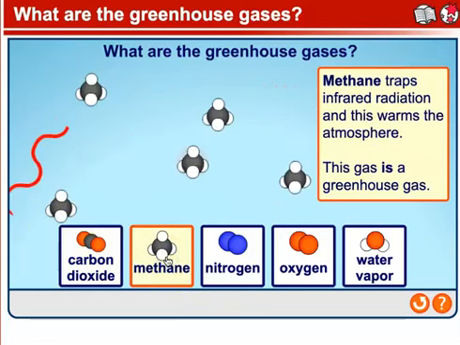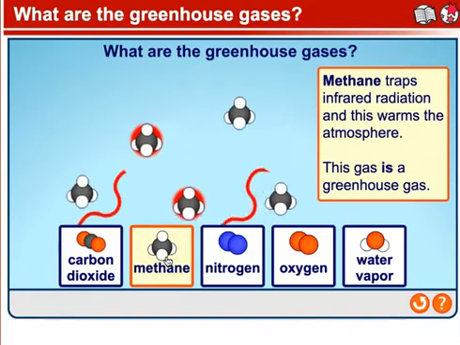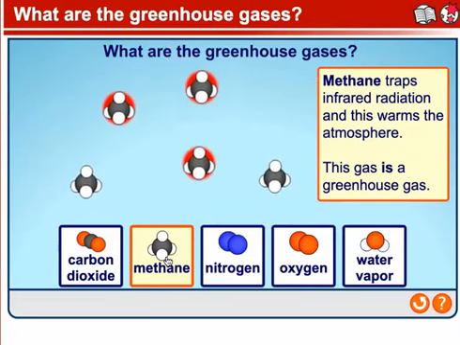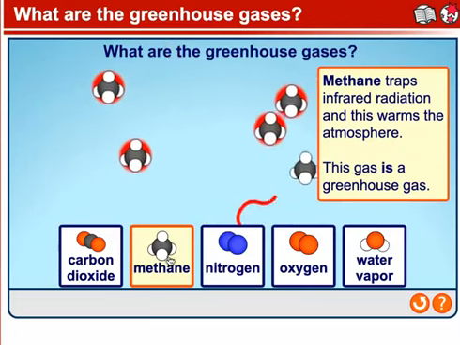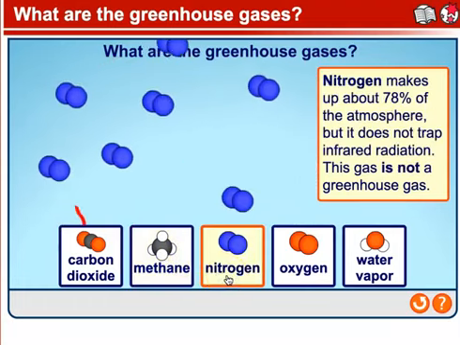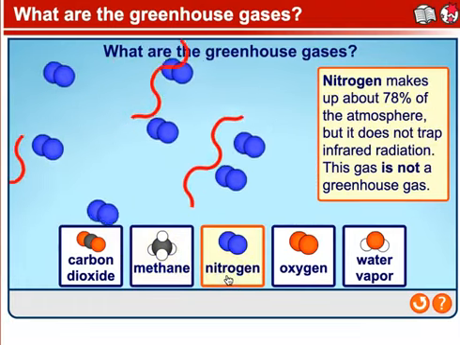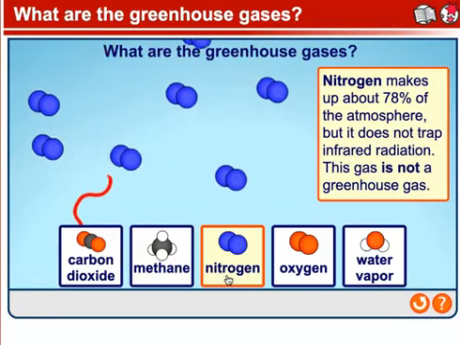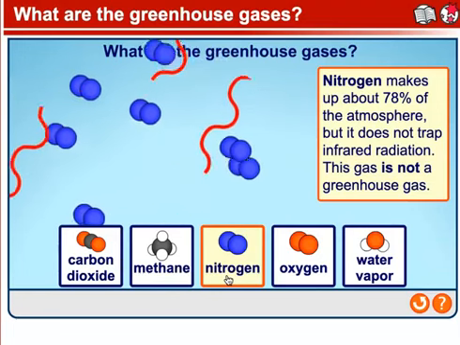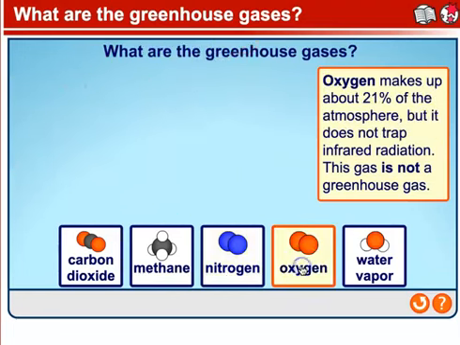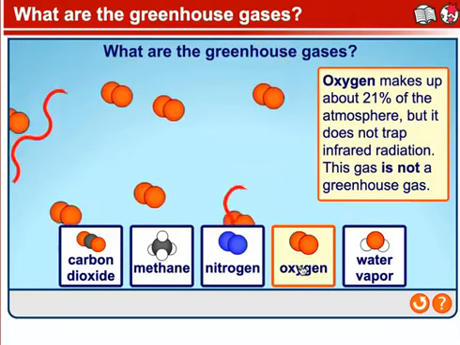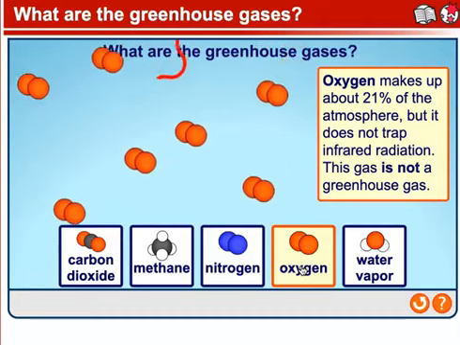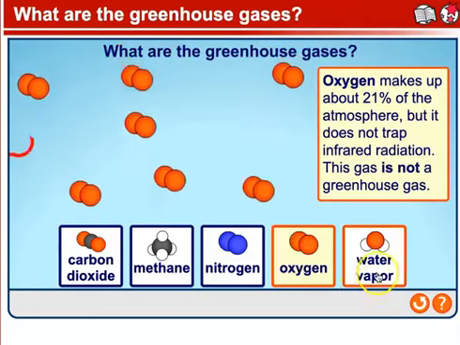Methane. Methane also traps infrared radiation, and again, this warms the atmosphere. So this gas is a greenhouse gas. Nitrogen. Nitrogen makes up about 78% of our atmosphere. It does not trap infrared radiation, so this gas is not a greenhouse gas. Oxygen. Oxygen makes up about 21% of the atmosphere, but again, it does not trap infrared radiation, so it is not a greenhouse gas.